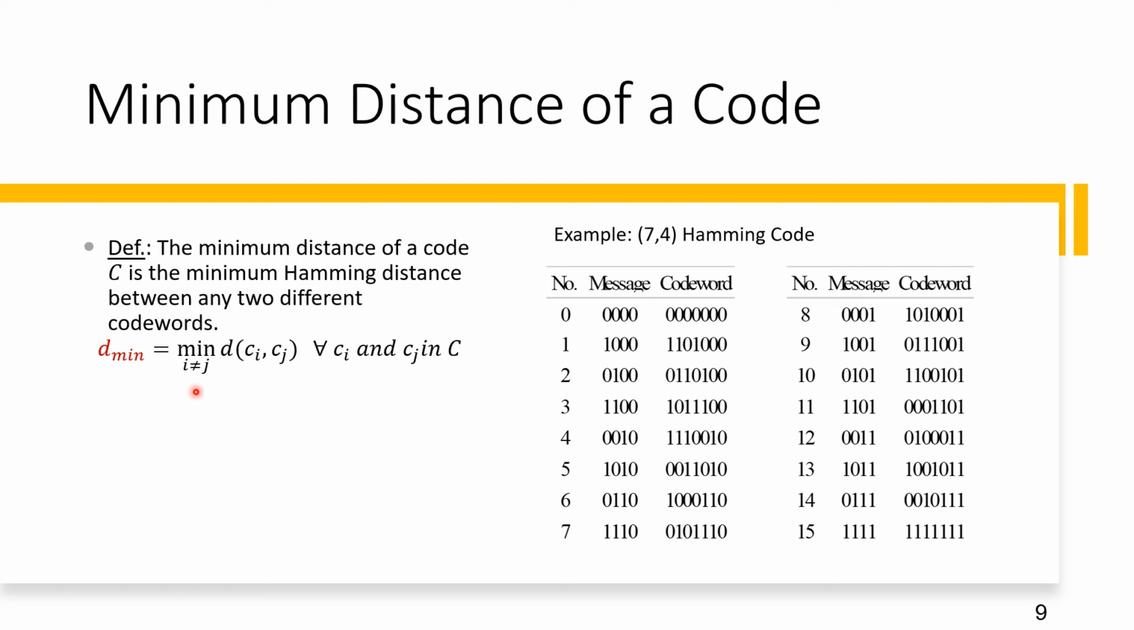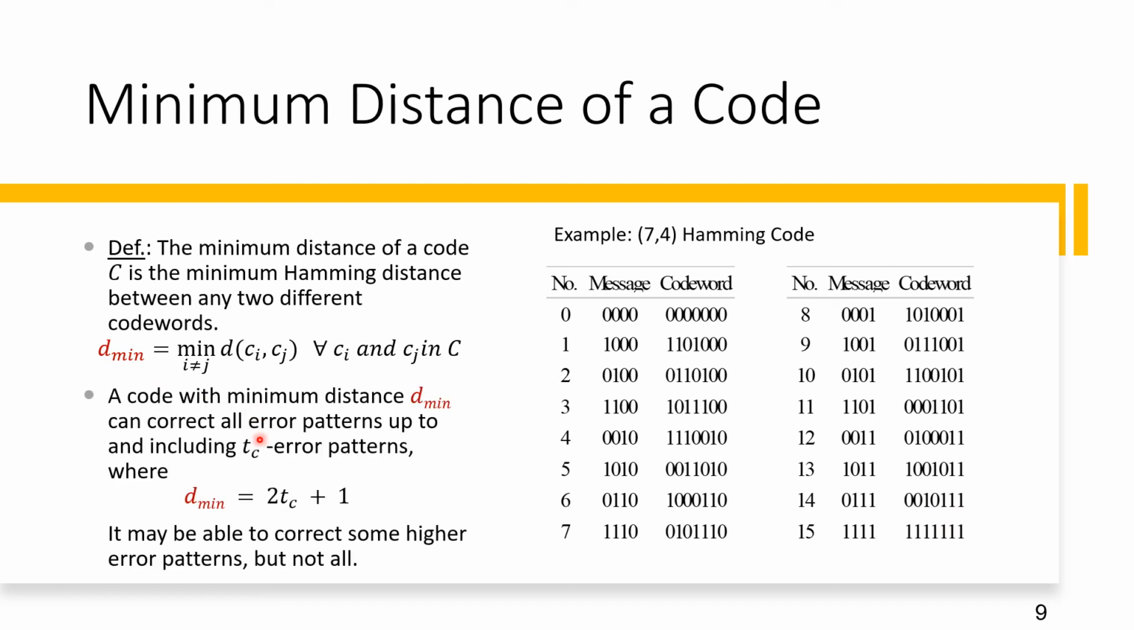It's an important parameter. A code with minimum distance dmin can correct all error patterns up to and including tc errors, where of course I will explain this in the next slide in a second. But the beauty about dmin is that it determines how many bits you can correct. It determines the strength of the code. Okay, so let's get to the second equation on the next slide.